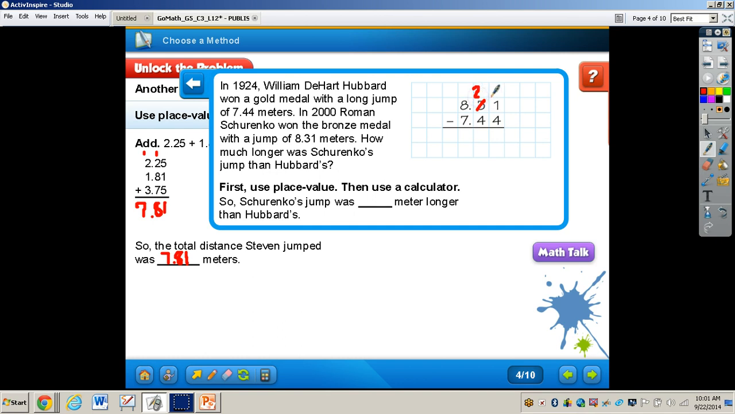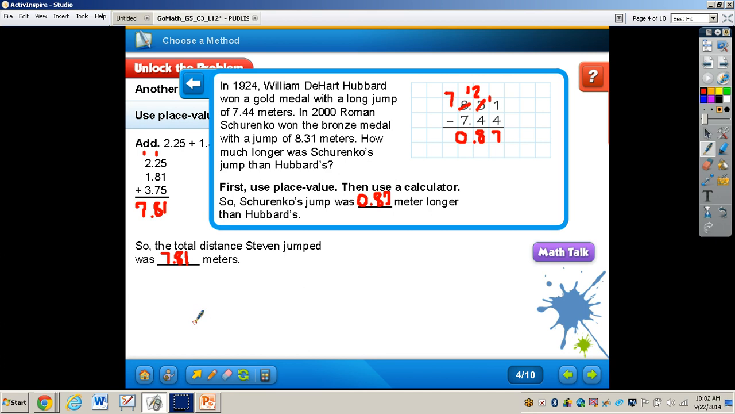Then we have 11 minus 4 is going to give us 7. And we know that we cannot take 4 tenths from 2 tenths, so we need to regroup. 12 tenths minus 4 tenths is 8 tenths. Then from there, drop the decimal. 7 minus 7 is 0. Okay, so now we can do it paper pencil like I just showed you, or in your book you can see that you can even use a calculator as well. Okay, so we could see that Roman's jump was 0.87 meters longer than Hubbard's.